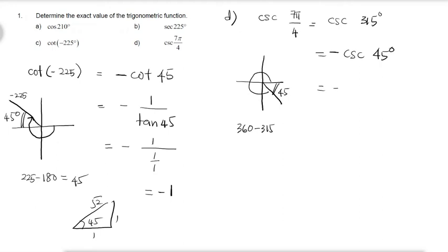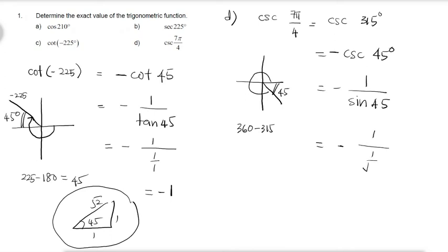So we can find negative 1 over sine 45. By using this isosceles right angle triangle, sine 45 is equal to 1 over square root of 2, or the simplified version, so the answer is negative square root of 2.